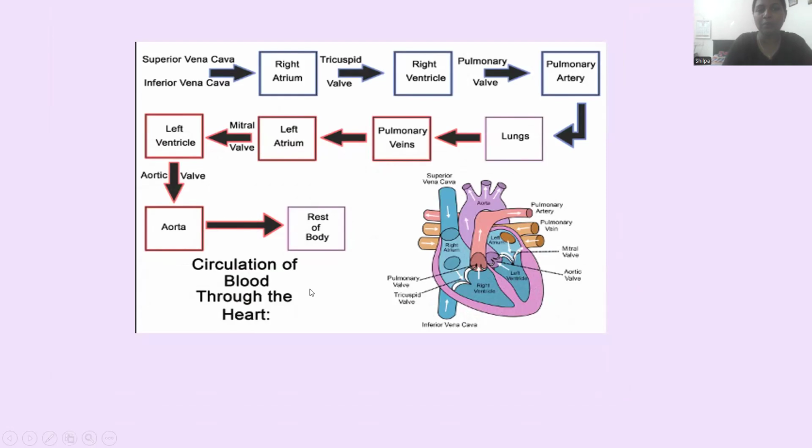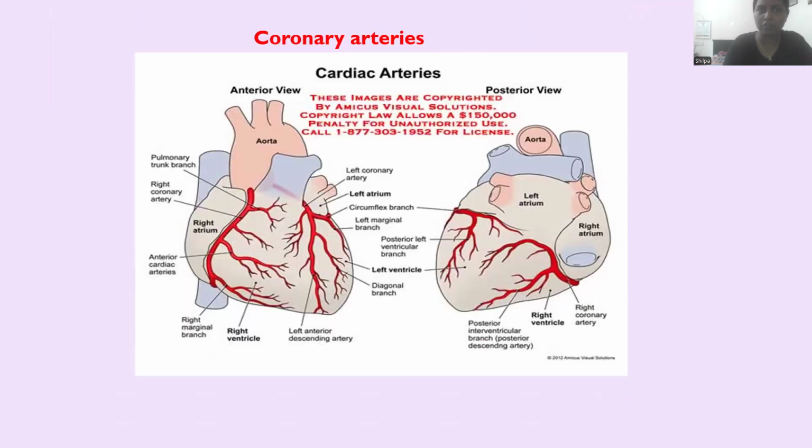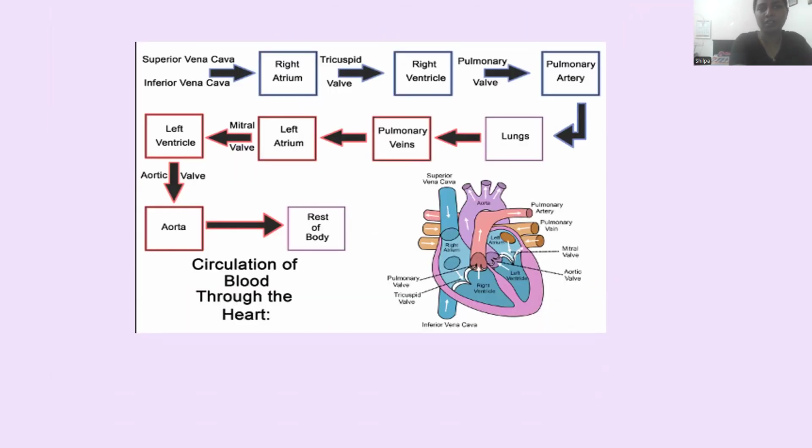About the circulation of the blood through the heart, in a simple way: there are four valves. First of all, check it out here. From the superior vena cava to the right atrium, through the tricuspid valve it reaches the right ventricle, then via the pulmonary valve to the pulmonary artery, and from the pulmonary artery to the lung, then via the pulmonary vein to the left atrium, through the mitral valve to the left ventricle, then via the aortic valve to the aorta and the rest of the body. So this is the circulation in a simple way.